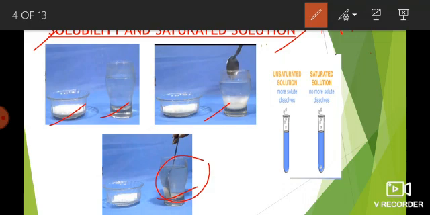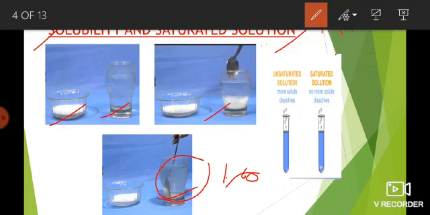Now we have to count how many teaspoons of sugar we have added to this half glass of water. Suppose we have added 10 teaspoons of sugar in this half glass of water. That means this 10 teaspoons is the solubility of sugar in this half glass of water.